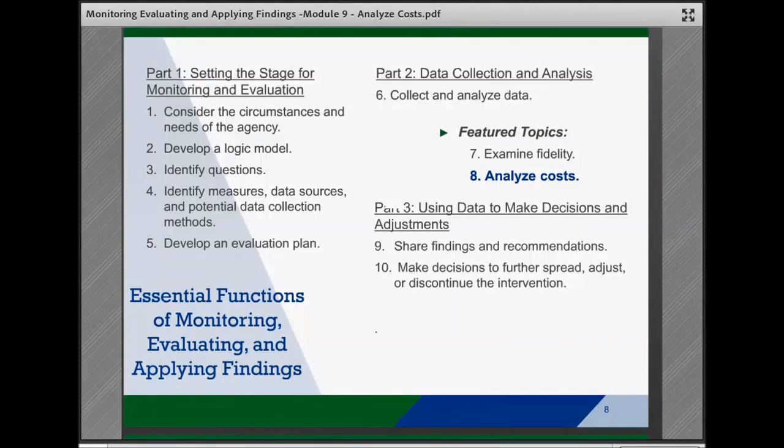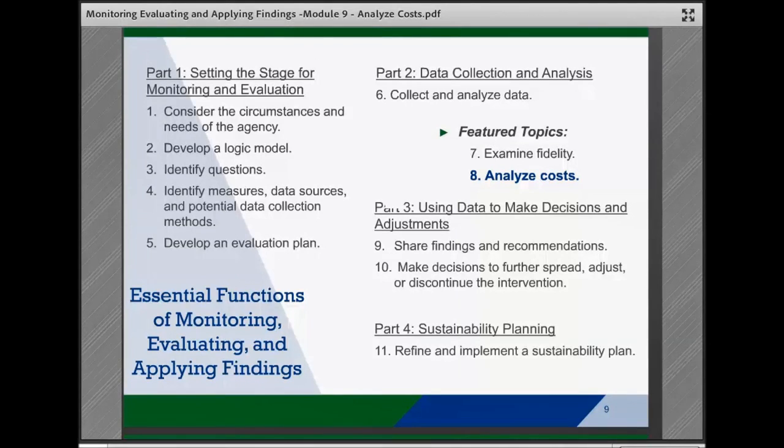Part 3 outlines how to use the data collected to make decisions and adjustments, with 2 functions on sharing findings and recommendations, and then making decisions to further spread, adjust, or discontinue. Then Part 4 is on sustainability planning and how teams should refine and implement a plan to sustain interventions when this is the decision of the team and stakeholder groups. Let's get started.